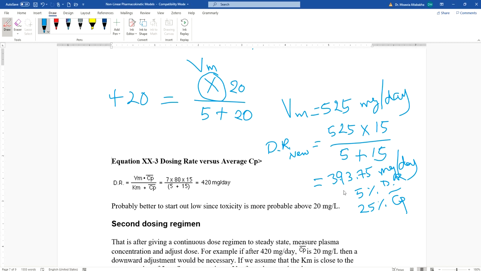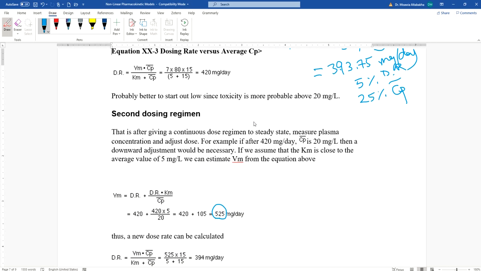Then what can you do? Well, after that you'll be able to know exactly, for the individual patient you are treating, what his or her VM is, the maximum rate of metabolism, and what his individual Km is. Km is the concentration at which the rate of metabolism or elimination is half the maximum rate.